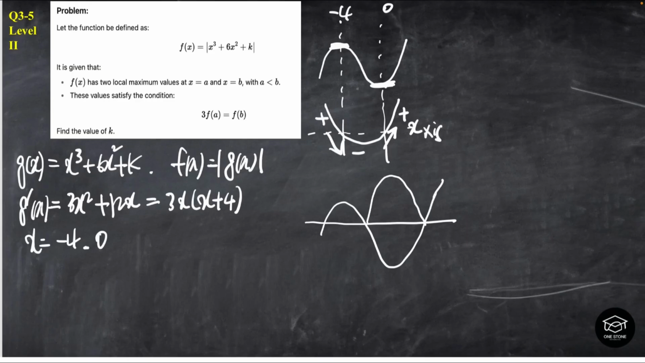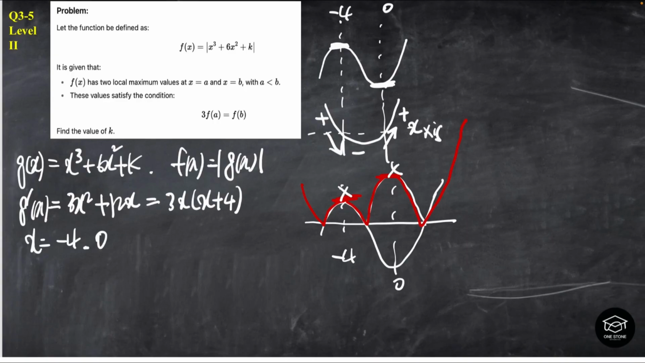If g of x is positive at a critical point, the absolute value doesn't change it. But if g of x is negative, the absolute value reflects it upward. So for f to have two local maxima, we need g of -4 to be greater than 0, and g of 0 to be less than 0. This means that the graph of g must cross the x-axis between these two points.